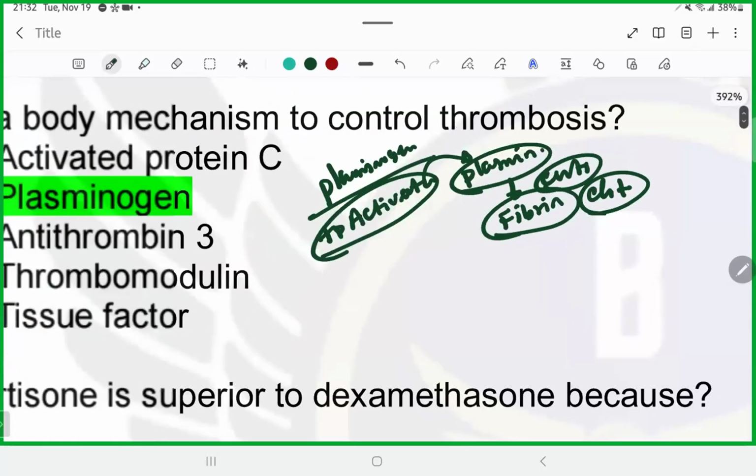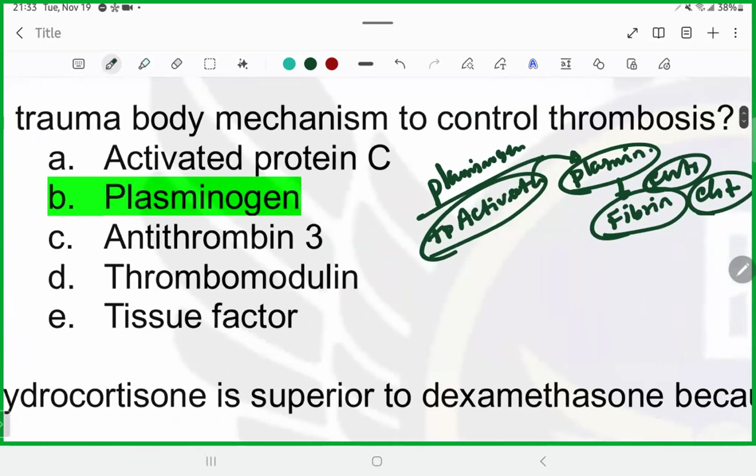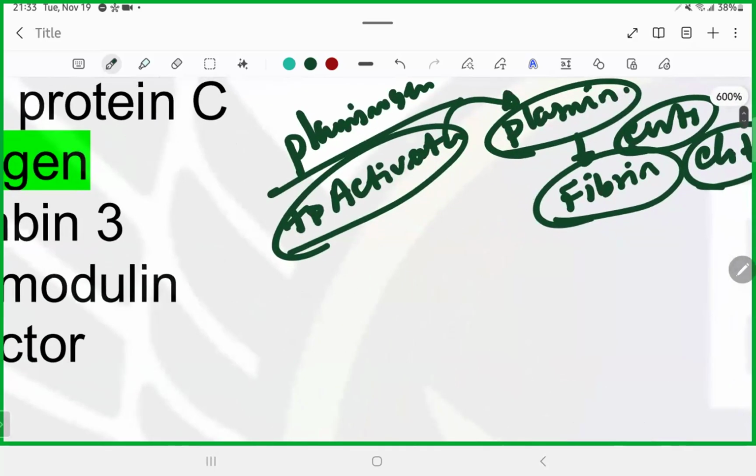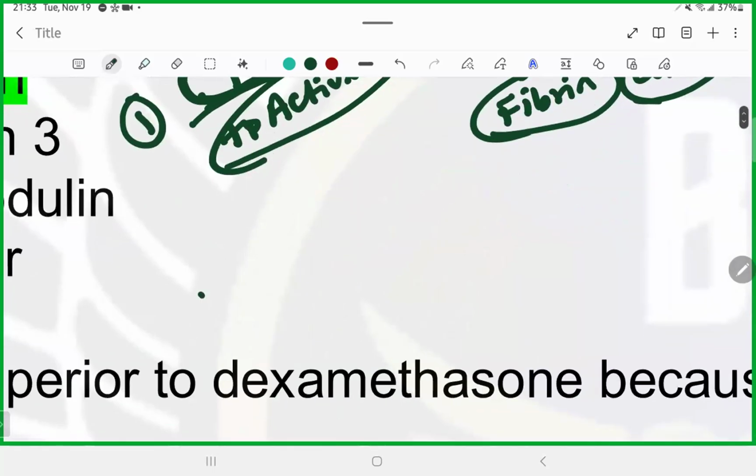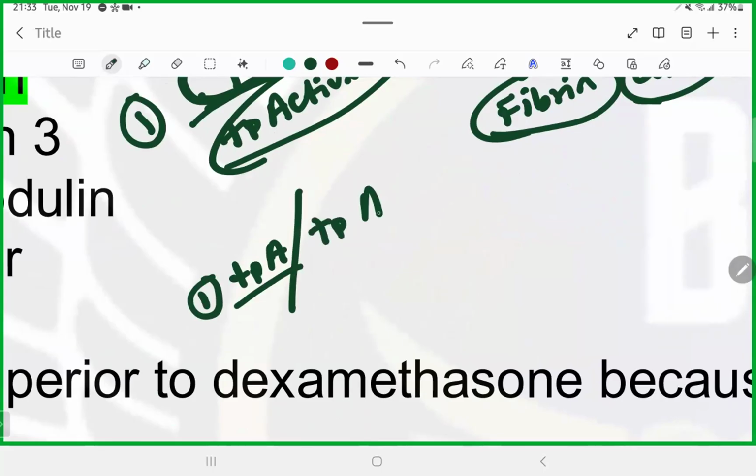Simple as that. So anytime there is a massive trauma in our body, I don't want to make it complicated. This is the sequence. Plasminogen is activated by tissue plasminogen activator, and it becomes plasmin, and plasmin cuts fibrin or clot. This is the first thing you need to remember. Stay with me. Then the second thing: as we have tissue plasminogen activator in our serum, in our blood, we have tissue plasminogen activator inhibitor too.